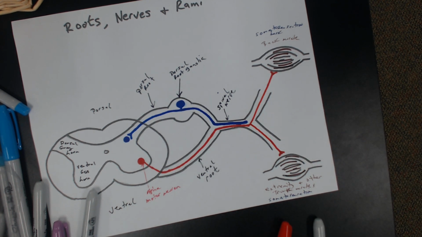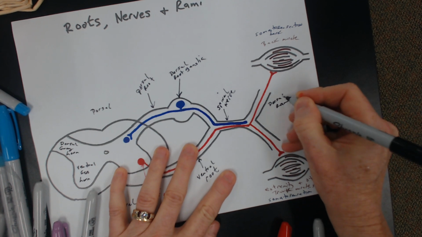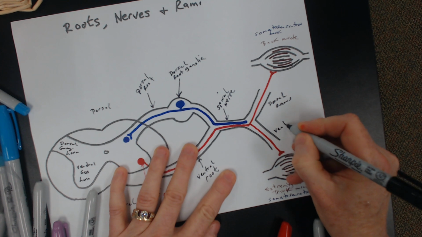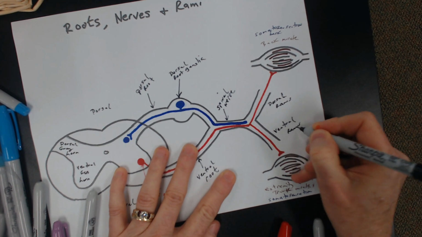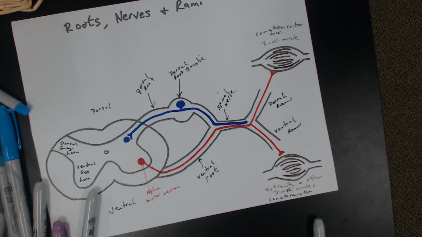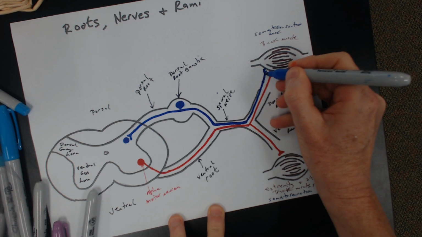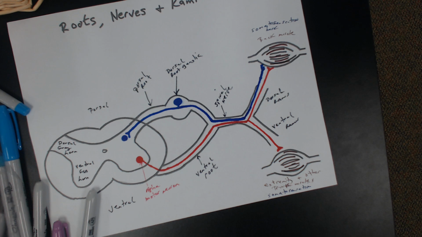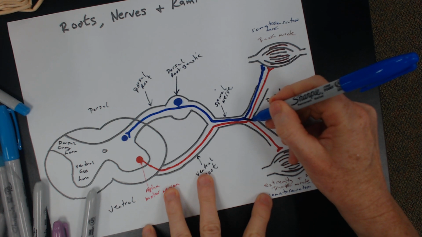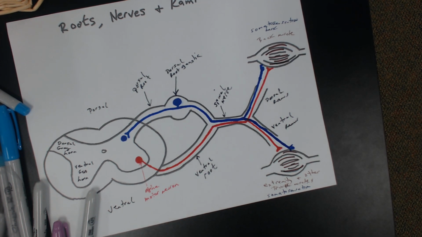These branch points are called rami. This is going to be your dorsal ramus, R-A-M-U-S, which is the singular of rami, and this one's going to be your ventral ramus. Something traveling through the dorsal ramus is just innervating the back in some way, whether it's muscular or somatosensory. So branching off the spinal nerve, going through the dorsal ramus, here's a dendrite receiving sensation from the back. Or I could have the dendrite coming through the ventral ramus, receiving information from extremity and other trunk muscles.